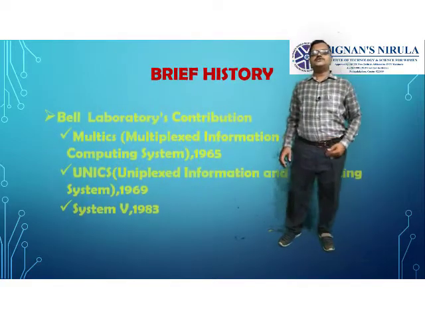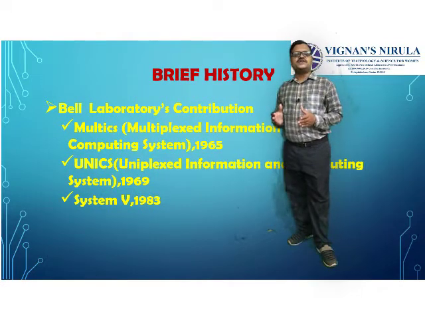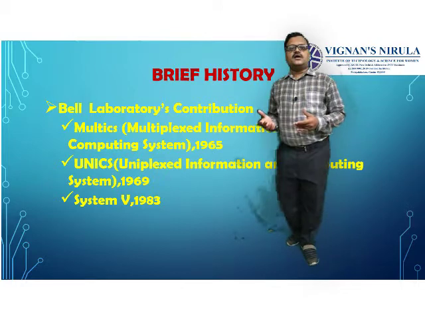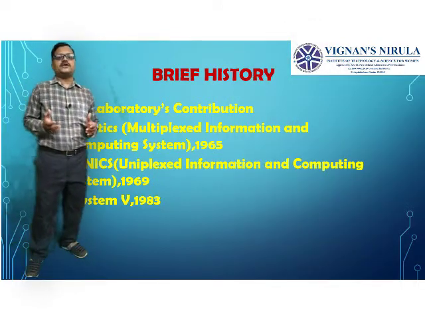Brief history. So what is brief history? Initially, in 1965, a project called Multics was developed, which was a joint venture of MIT, AT&T and General Electric. But it was dropped because it did not achieve its purpose, that is, a multi-user operating system.